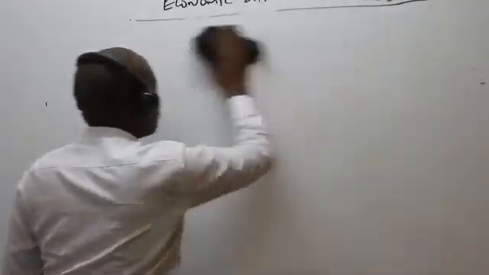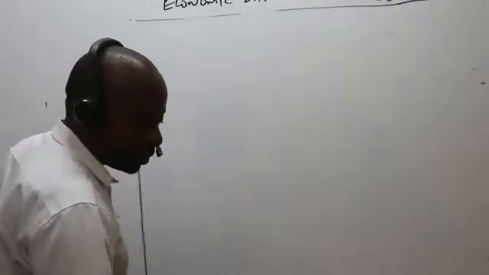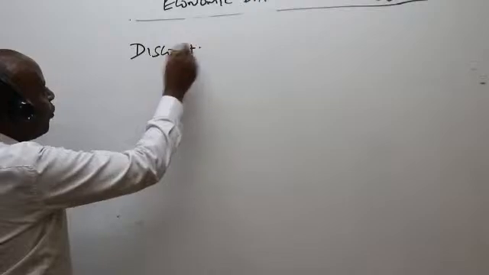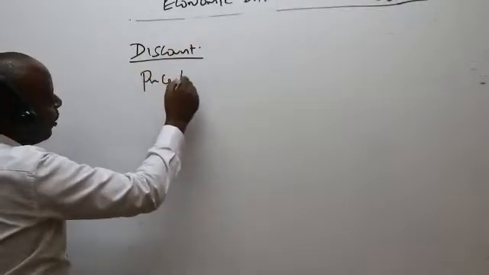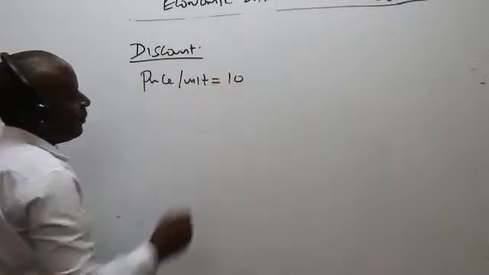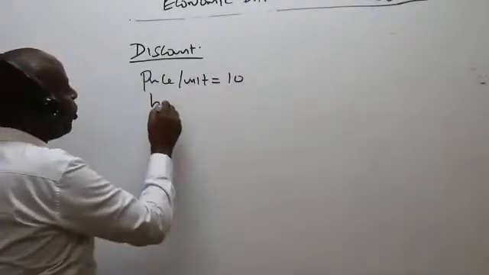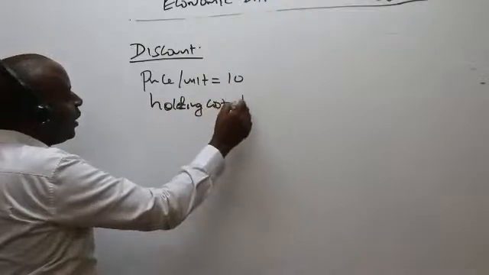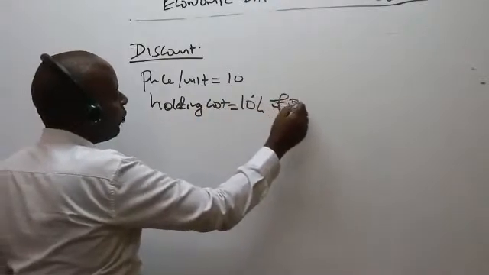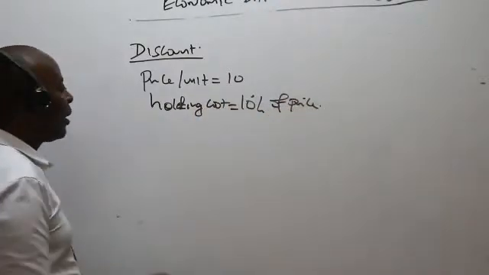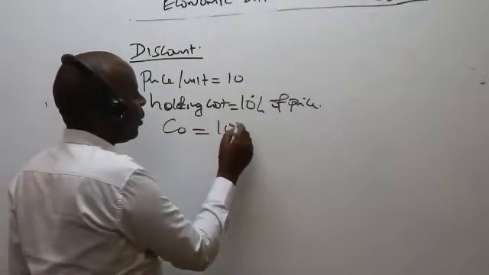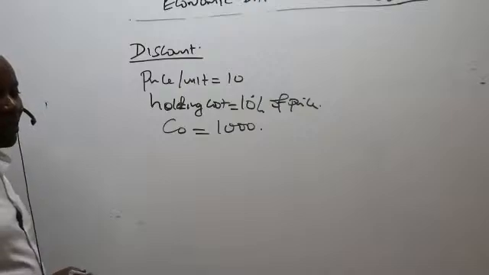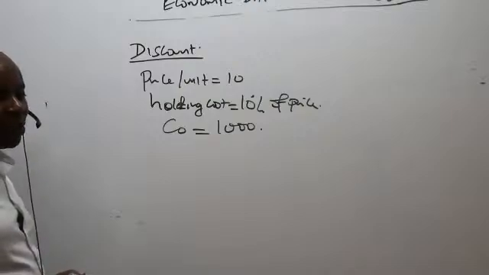Now you're also supposed to understand the concept of discounts. So here we have discounts. For example, somebody will give you the price per unit as 10, and the holding cost as 10% of the price. The cost per order, they'll give you 1,000. Beth is asking a question there about the total cost.